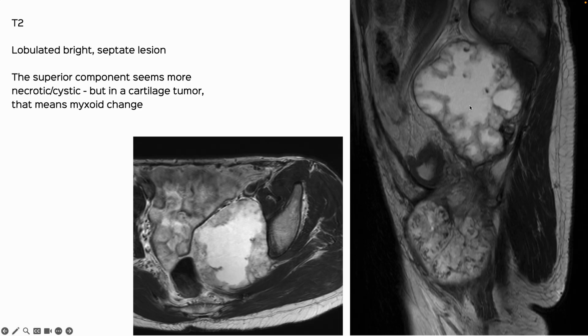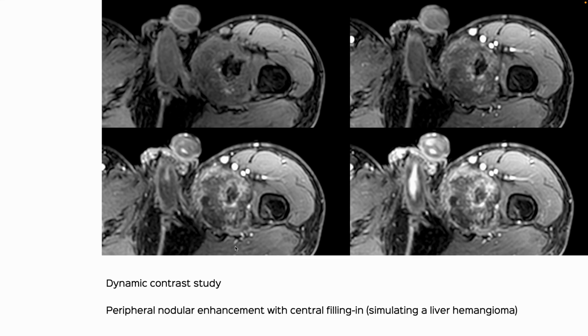Now, the superior component, and you can see the sagittal that shows the superior and the inferior component. The superior component shows a lot of T2 central bright areas, and you could call this necrosis or cystic, but that's not what it is. In the setting of a cartilage tumor, this means myxoid change, and we shouldn't use the word necrosis or cystic, but knowing that it's always myxoid, that's the term that we should be using.